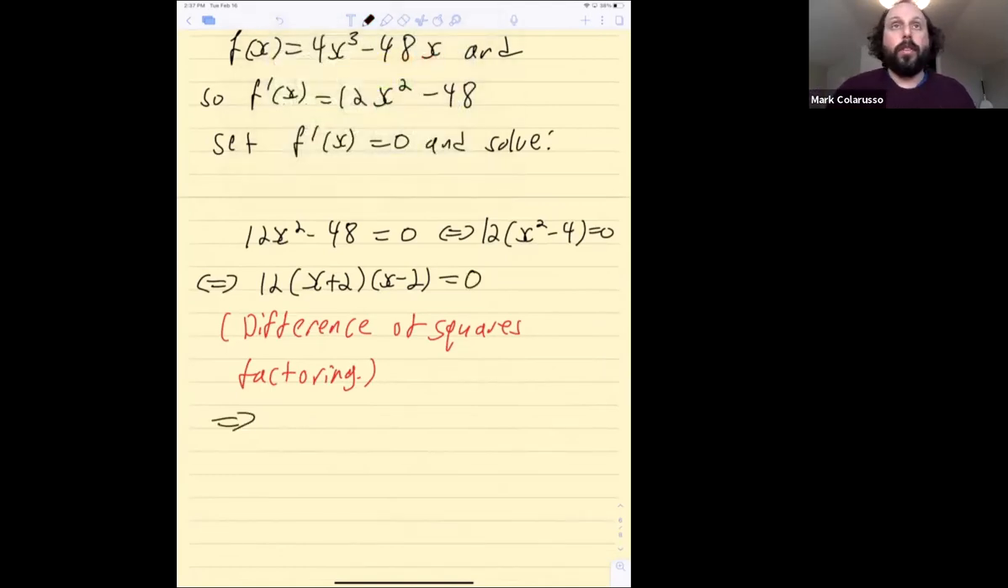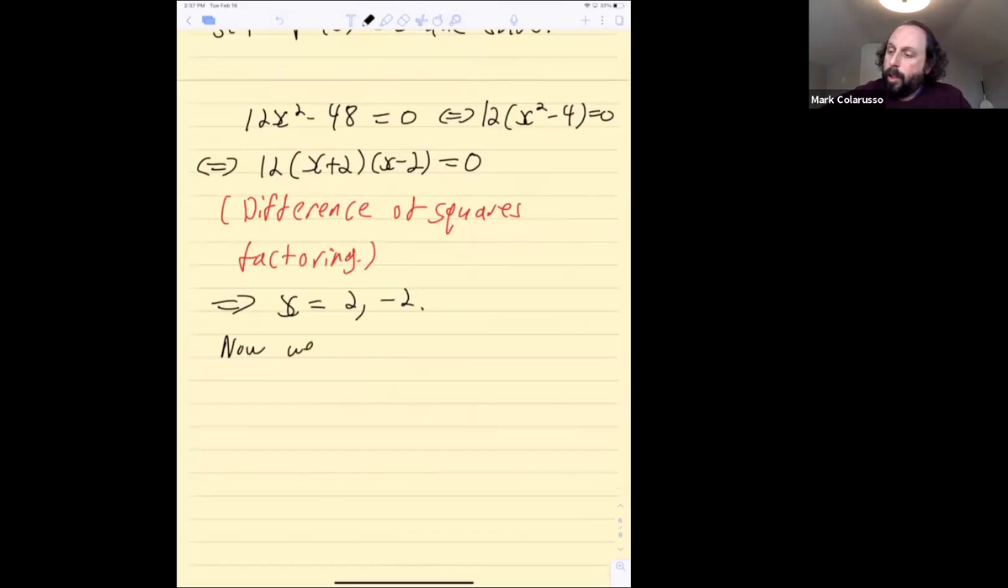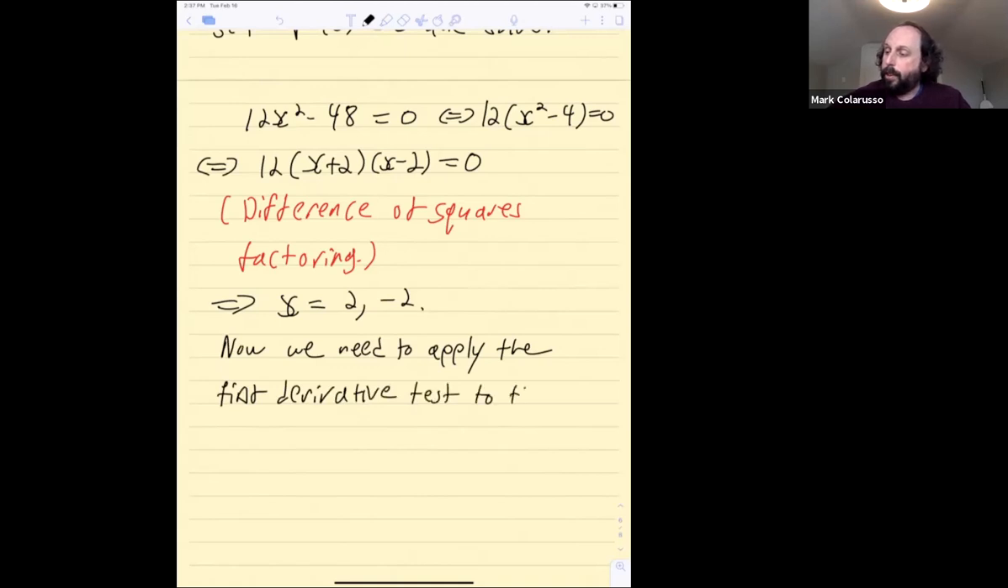And so now, solving for x, we have x equals 2 or minus 2. Okay, so now we need to apply the first derivative test to the points x equals 2 and minus 2.